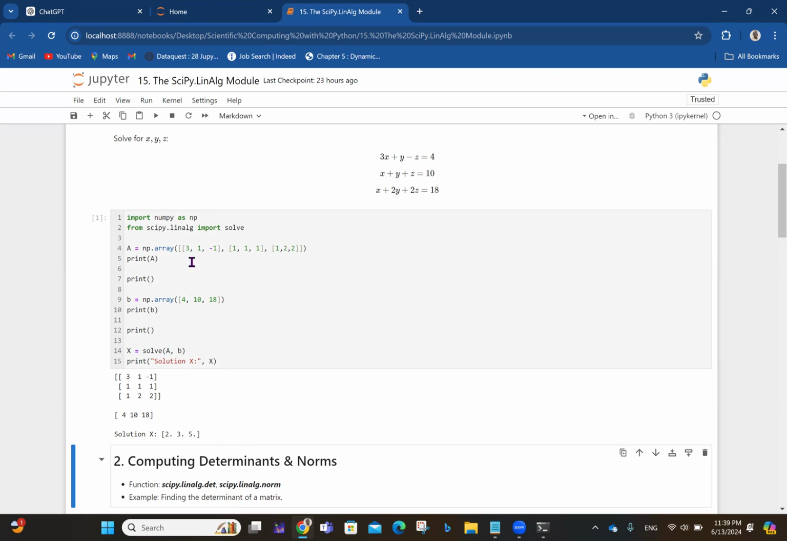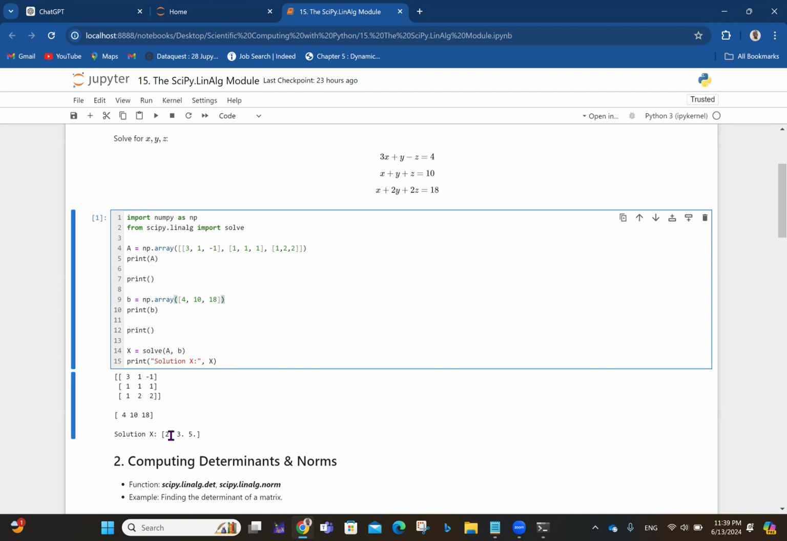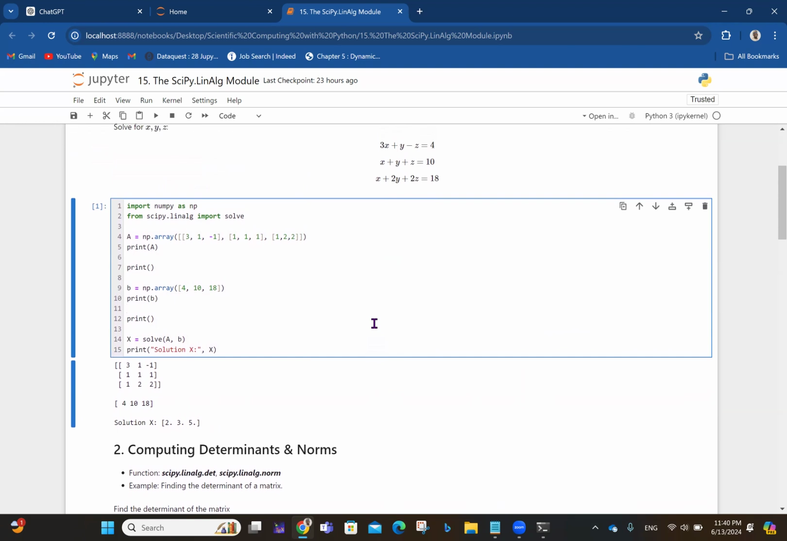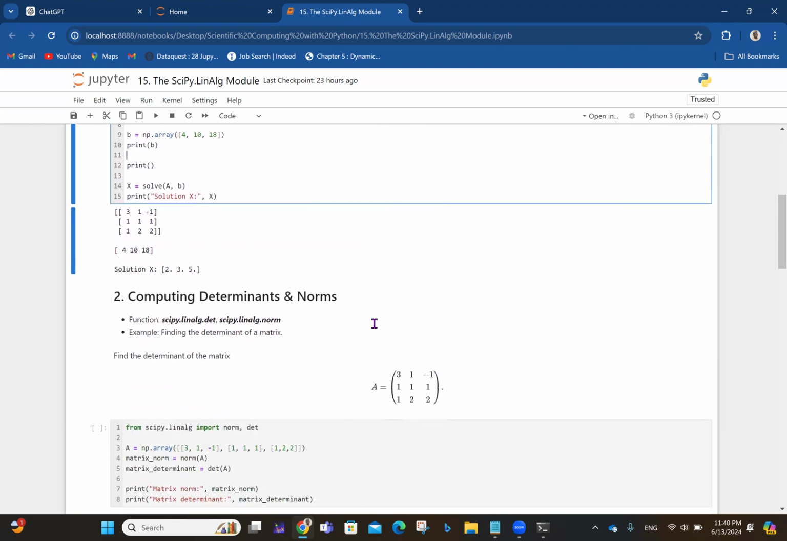All you need to do is declare the array, declare the coefficients of the variables, and then declare the vector, and then just solve the matrix and the vector, like that, and you get your answer spewed out: 2, 3, and 5. So that means X is 2, Y is 3, and Z is 5. That's so cool. You can then go ahead to have a 2 by 2 matrix, 4 by 4 matrix, any kind of matrix you need to solve like that.